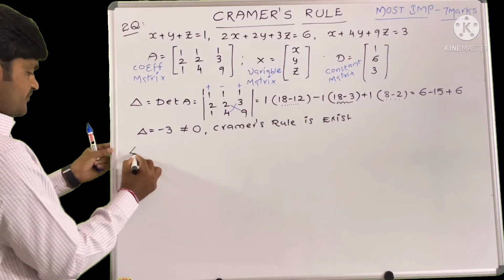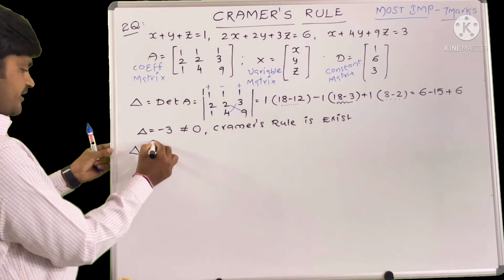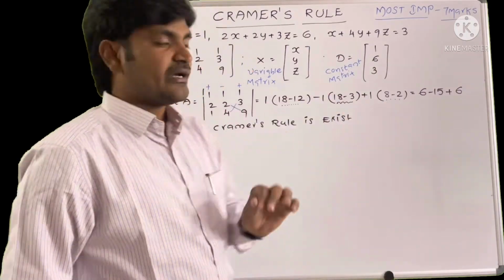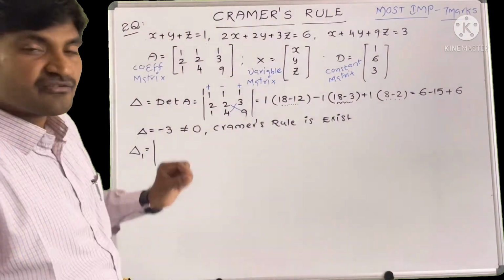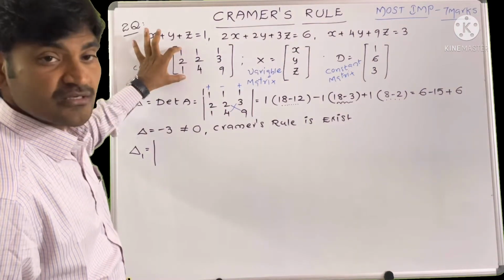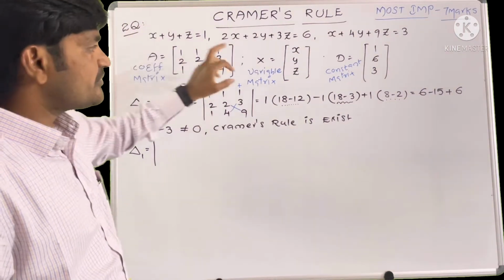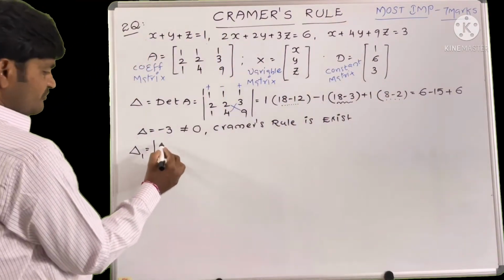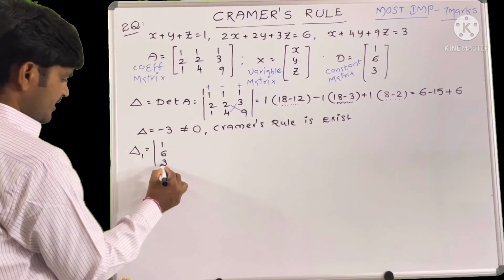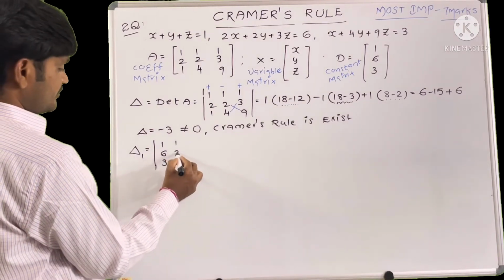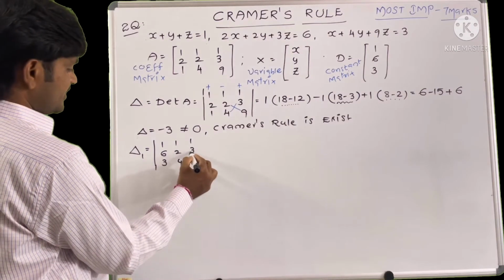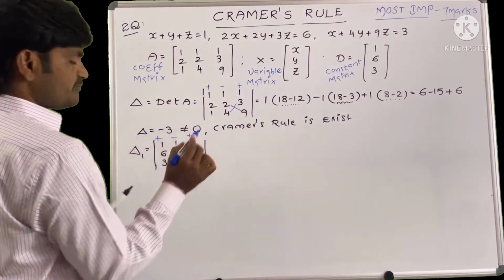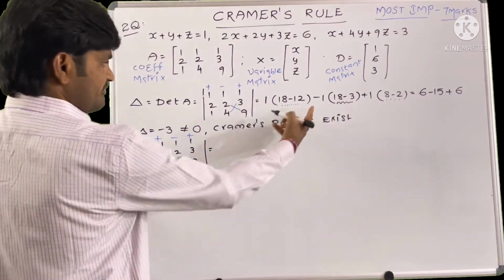Right, first of all, delta 1 value we are finding now. We know that the D value is substituted in the first column. That means we delete 1 2 1 and here we substitute 1 6 3. So that is the delta 1 value. Start: 1 6 3. Next 1 2 4, 1 3 9. Symbols are plus, minus, plus. Similarly, the same process.